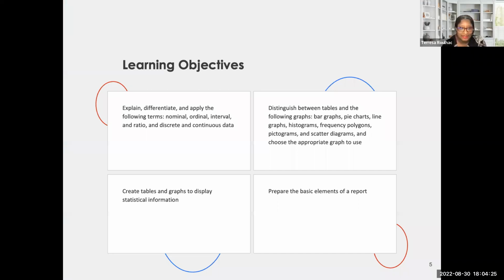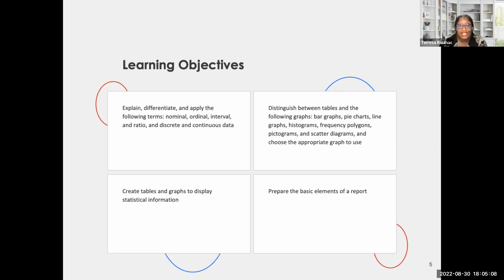So these are our learning objectives. We're going to explain, differentiate, and apply the following terms: nominal, ordinal, interval, and ratio, as well as discrete and continuous data. We're going to talk about creating tables and graphs to display statistical information. We're going to distinguish between tables and different graphs: bar graphs, pie graphs, line graphs, histograms, frequency polygons, pictograms, and scatter diagrams. And then we're going to look at preparing the basic elements of a report.